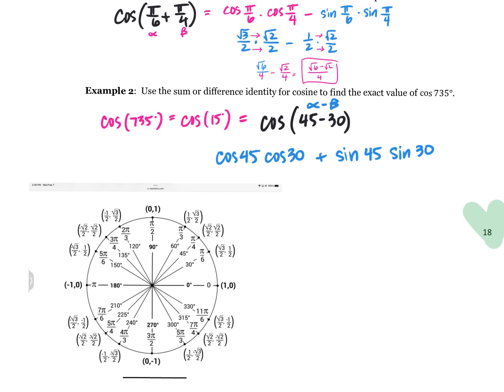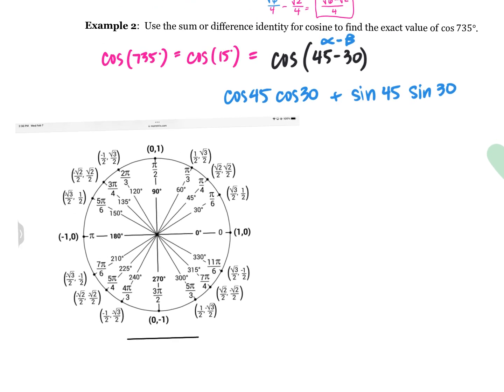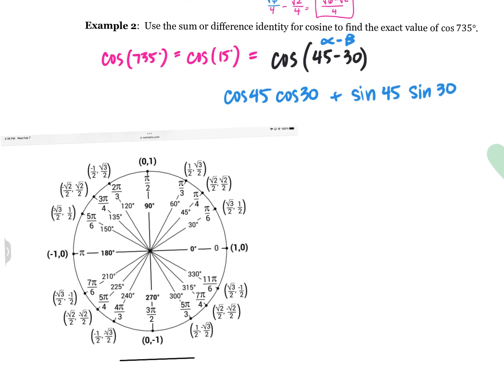Beautiful. Now I'd go to my unit circle. What is the cosine of 45? Nice. The x-coordinate at 45 degrees is root 2 over 2. Cosine at 30. Good. The x value there is root 3 over 2. Plus the sine at 45 is root 2 over 2. Good job, Harv. And the sine at 30, the y-coordinate there is 1/2.